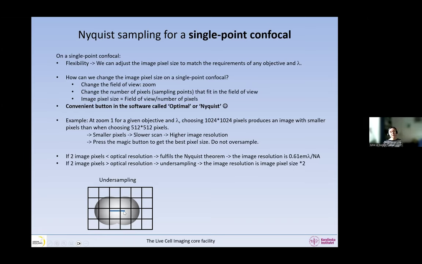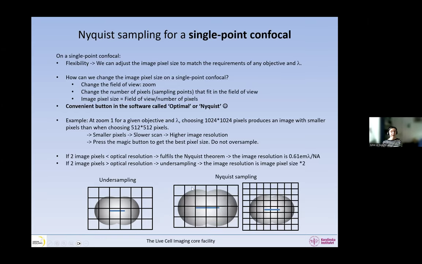The choices that we have on a single point confocal is that we can either make the image bigger, by increasing the zoom, or we can make the grid smaller. So we can change the sampling size and keep the same magnification, but we change the pixel size by adding more pixels, basically. So our pixels are smaller. So on the single point confocal, we have great flexibility of either zooming in to make the sample bigger and match our pixel size, or the opposite.